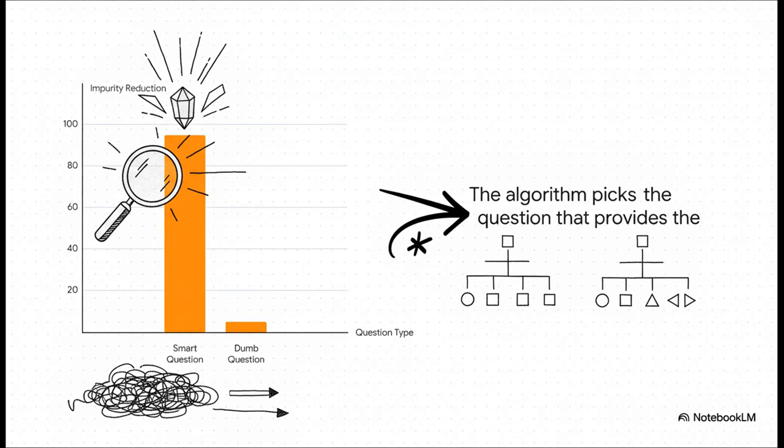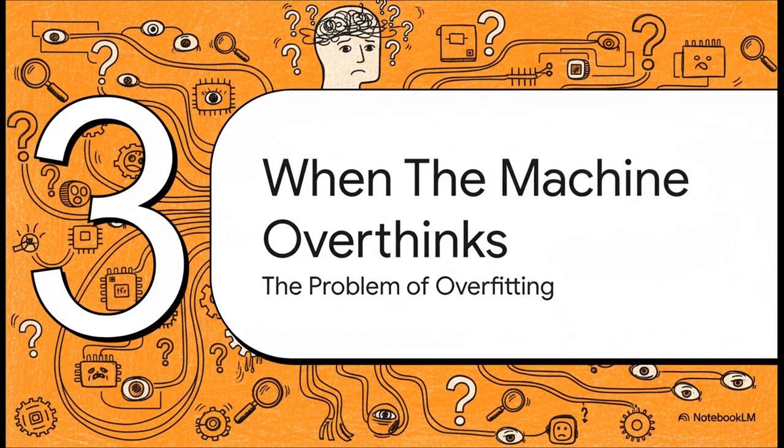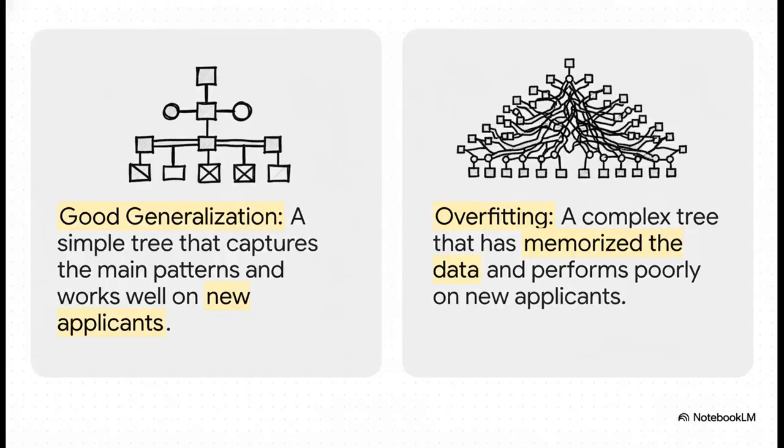So the algorithm basically tests every single possible question it could ask, and it picks the one that gives it the biggest win, the biggest jump in clarity. But like with anything, you can have too much of a good thing. This process of asking questions can go way too far. What happens when the machine gets obsessed with purity and just starts overthinking? Well, that leads to a huge problem in machine learning called overfitting.